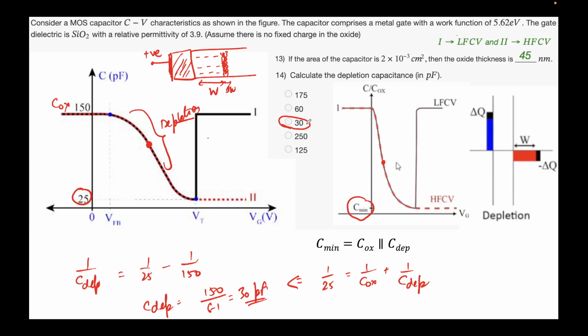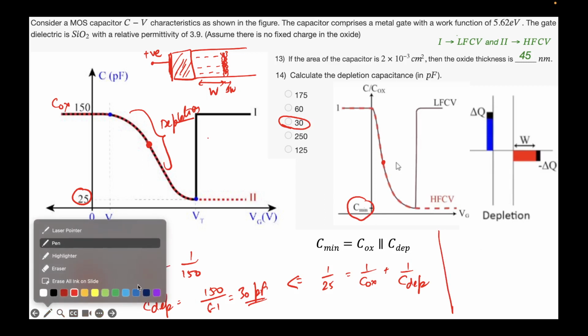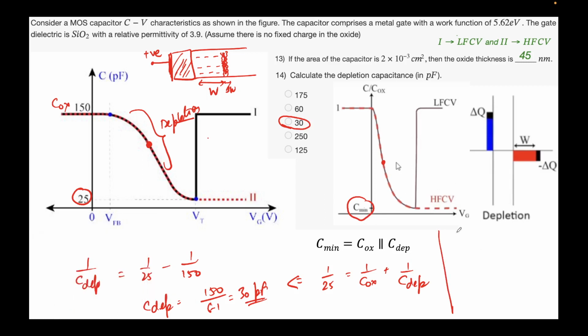Okay, so what I'll do is let's see, if I increase the depletion capacitance from 30, let's say a 10% increase, from 30 to 33, how will C min change? Okay, how will the capacitance change? So let's just try to do that exercise. It's not a part of this problem, but I just want us to have a feel. I just thought it would be a good exercise to do.